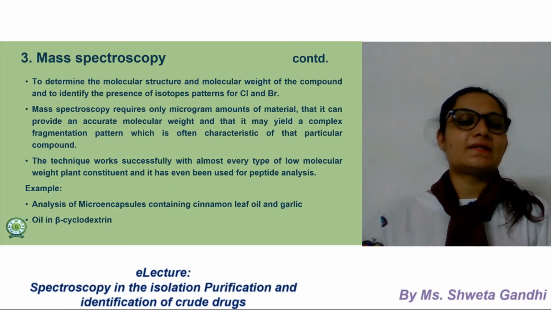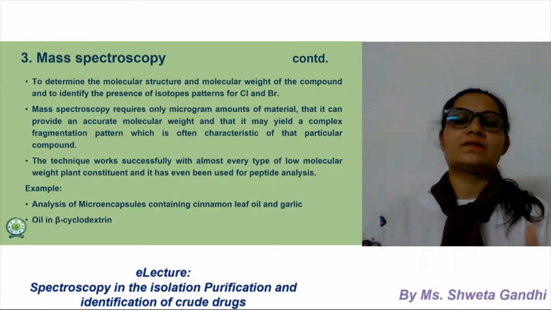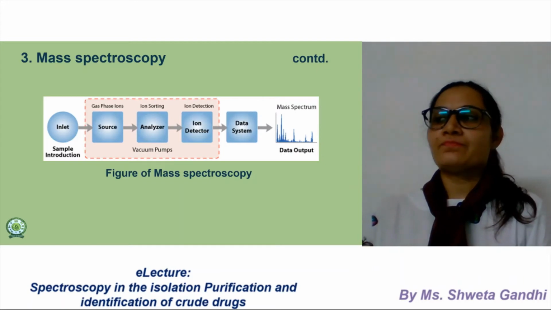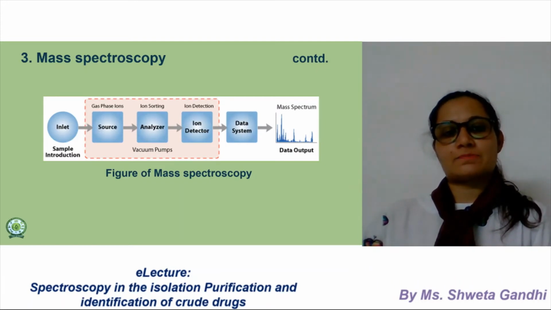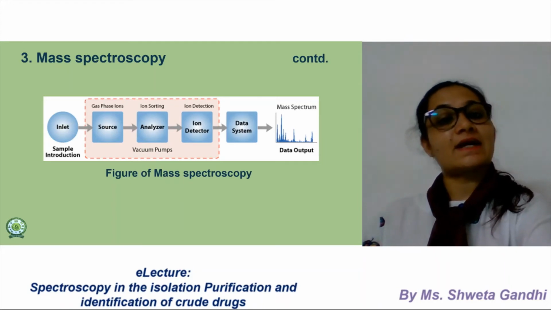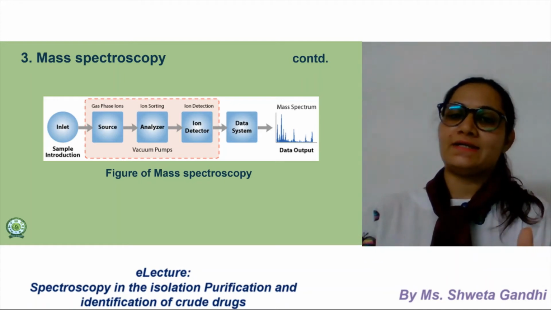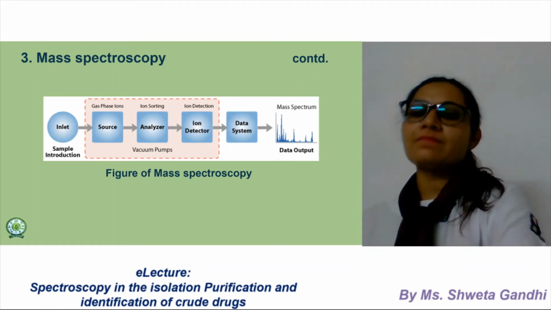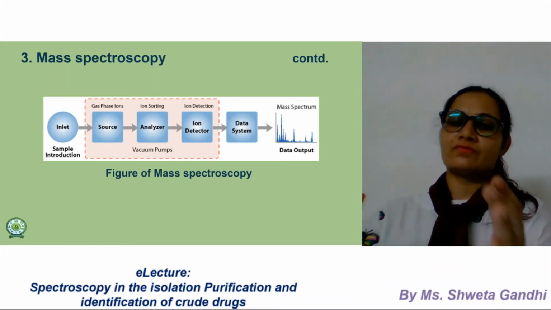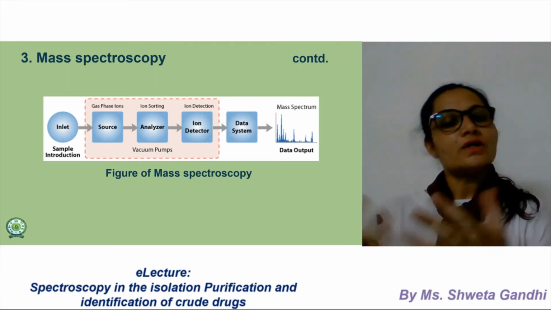For example, analysis of microcapsules containing cinnamon leaf oil and garlic can be estimated with the help of mass spectroscopy. And this is the figure for mass spectroscopy. This is the sample inlet. Source means gas phase ions. Here ion sorting is done by the analyzer. Ion detection is done by the ion detector. And this is the data system attached to the detector system, where we get the chromatograms and different data for the extracts or crude drugs.